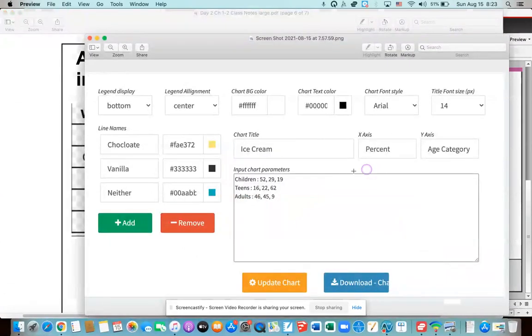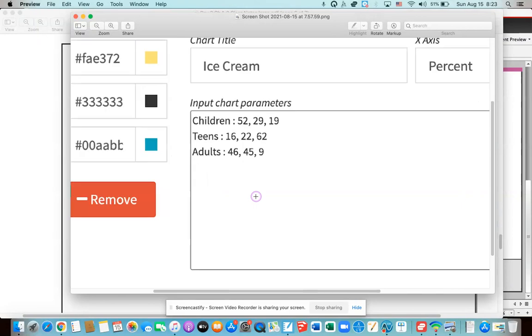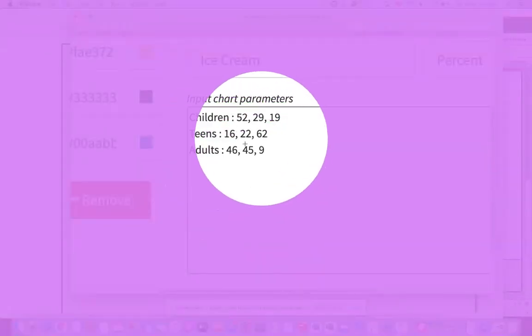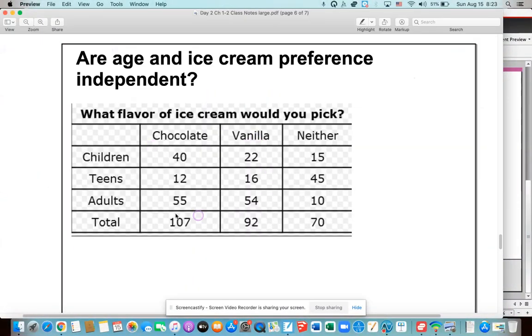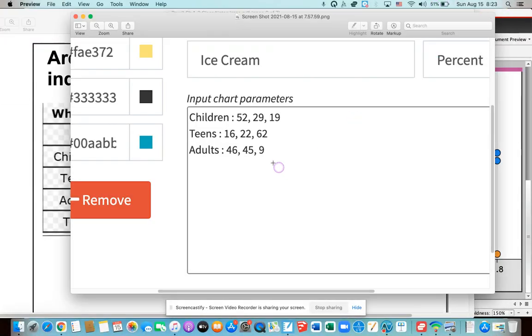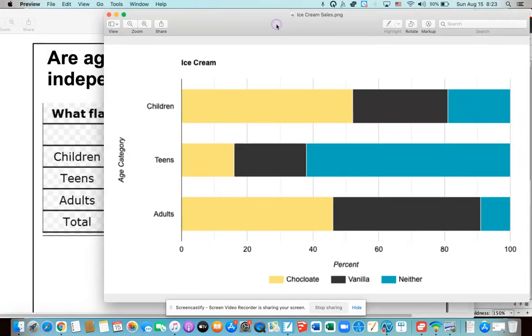Okay, now I did the work on this online. I went online, and they have this kind of setup. You can write in your categories over here, chocolate, vanilla, neither, and you can also put in the numbers for the different pieces. So you can see right here, I put in the children, teen, and adult. Now I put it in as percentages. So I went ahead and changed all of these numbers into percentages first. Then after I did that, I put it in the website, and the website was able to spit out the segmented bar chart for me, which is exactly what I wanted. I have it as a relative frequency segmented bar chart. You can see it goes up to 100 because it's percentage.